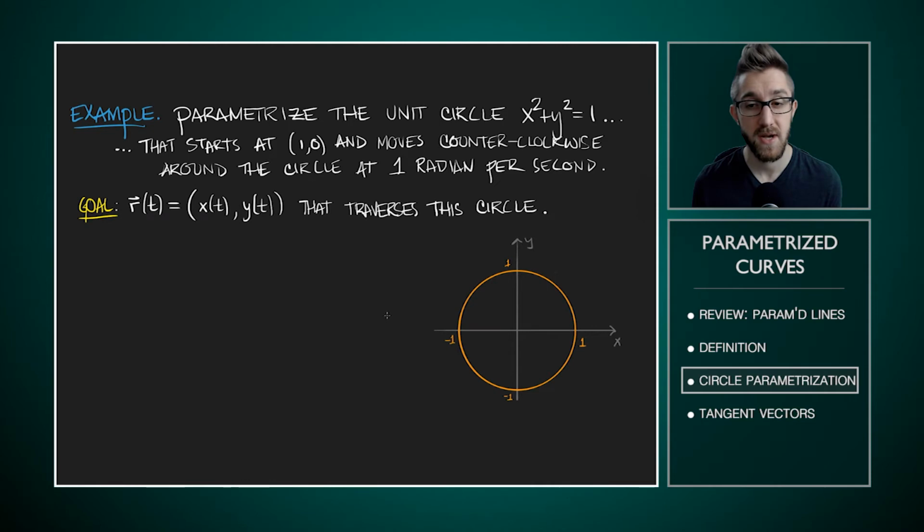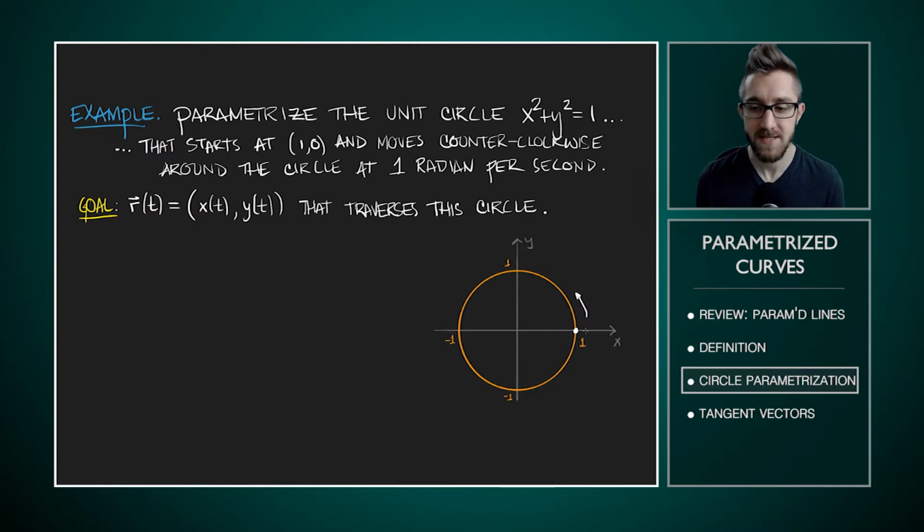So we're going to parameterize this circle in such a way that our parametrization will start at the point 1, 0 right here, and it will go counterclockwise this way, in such a way that it'll go around the circle at 1 radian per second. So, okay, we're going to think about t as having units of seconds.